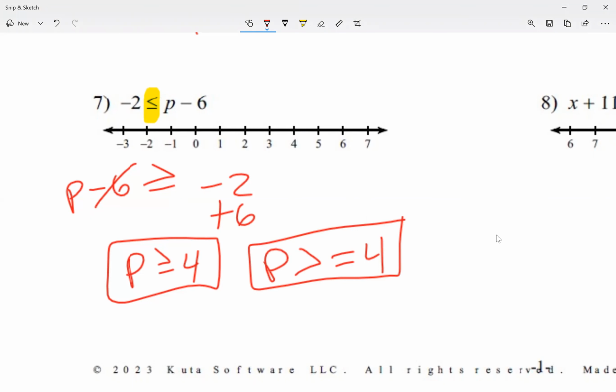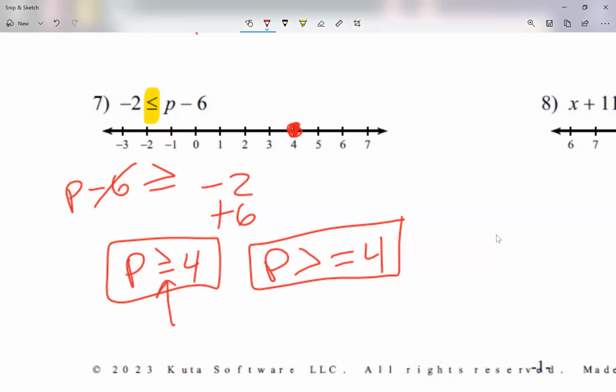Now, if I have to graph this, I'm going to do a circle at 4. But in this case, it's a closed circle, right? It's a closed circle because of the or equal to, the little line at the bottom. My arrow, if you look at my case, the arrow looks like it's going to the right. So in this case, I go to the right.